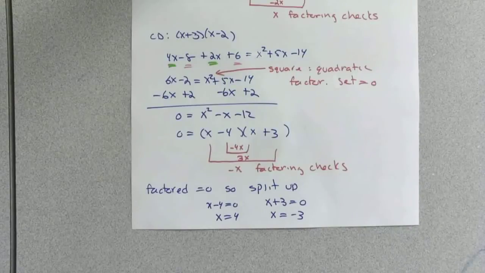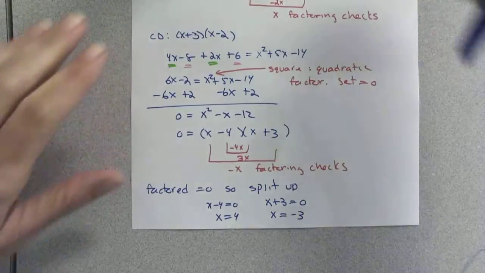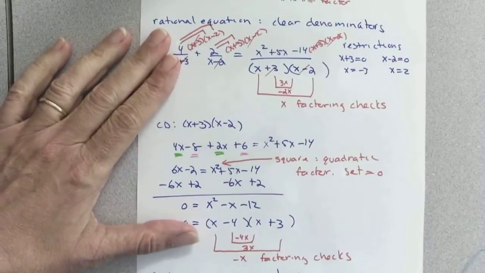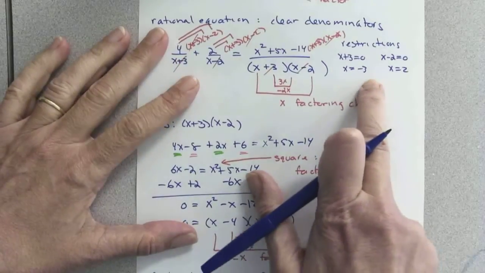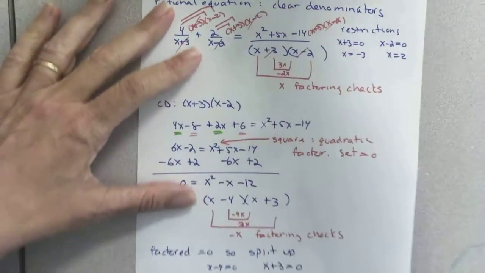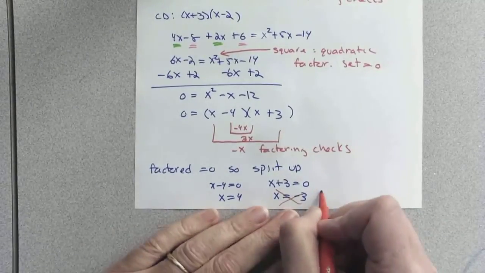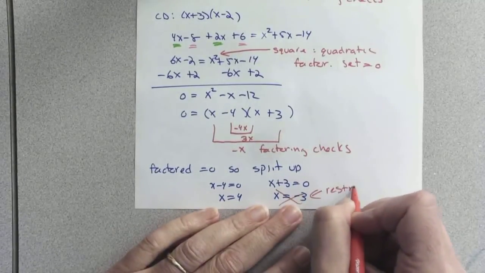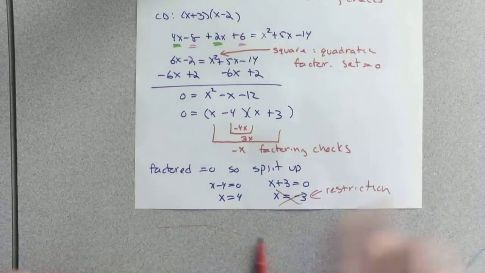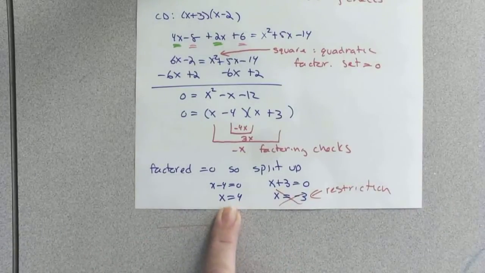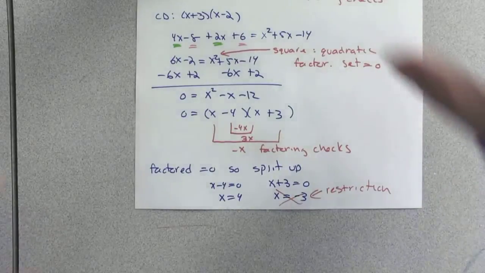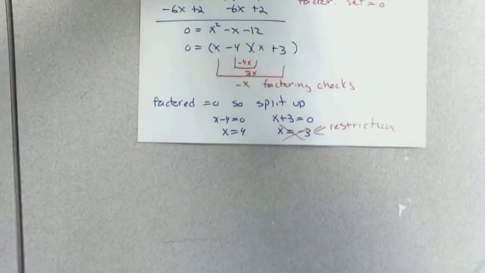And so you type that in there, and it tells you you're wrong because we have forgotten, and we can go down and check it, or go up and check it real quick. Negative 3 was a restriction. And so this guy's gone. That was a restriction. And so we have an answer just of 4.